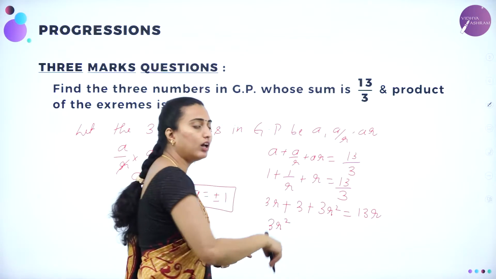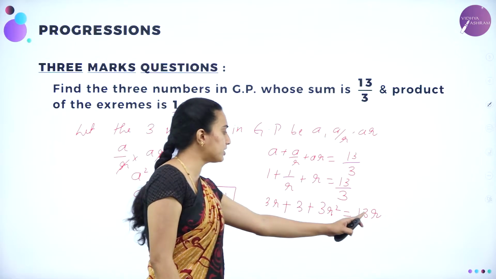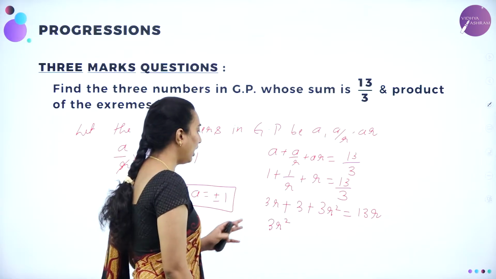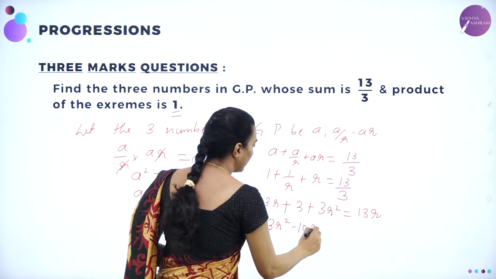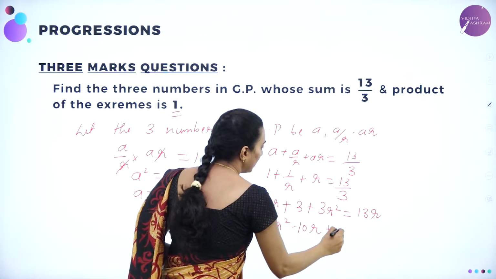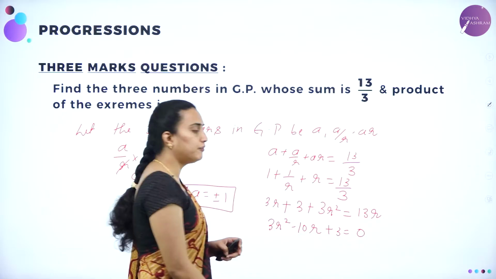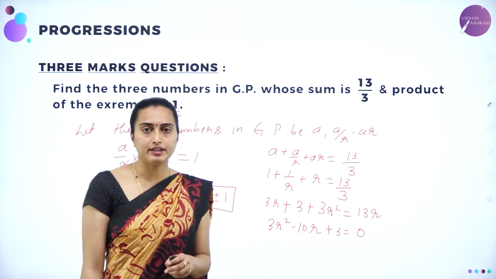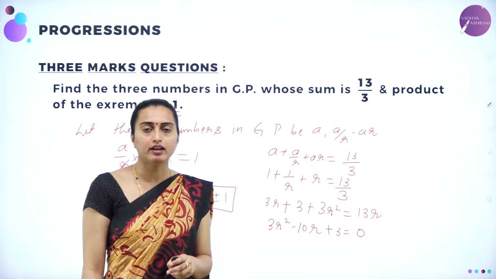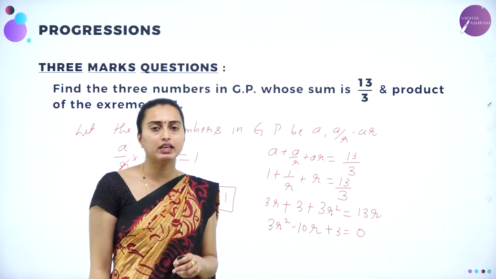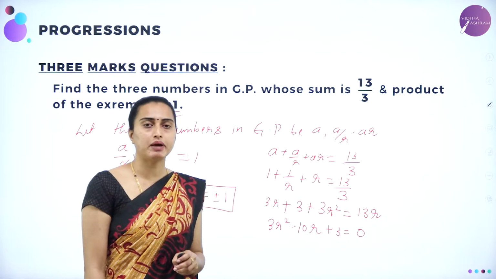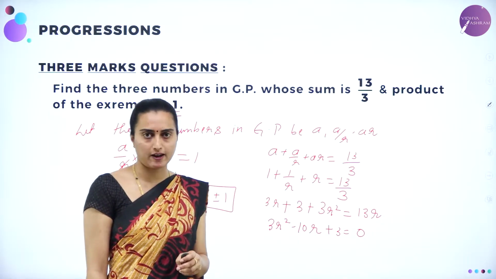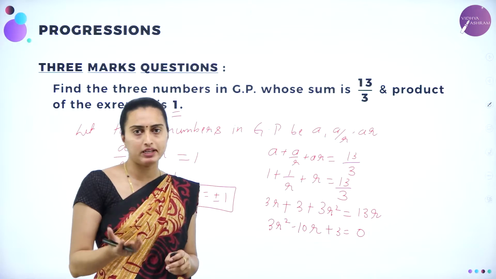Now you can take all the terms to this side, not cross multiplication, you can take all the terms to one side. 3R minus 13R gives you minus 10R. Again plus 3 is equal to 0. If you multiply you should get 9. If you add or subtract you should get 10. Now the only possible case is 9 ones are 9, 9 plus 1 is 10. Here minus is there. Minus 9 minus 1 is minus 10. Minus 9 into minus 1 is plus 9.